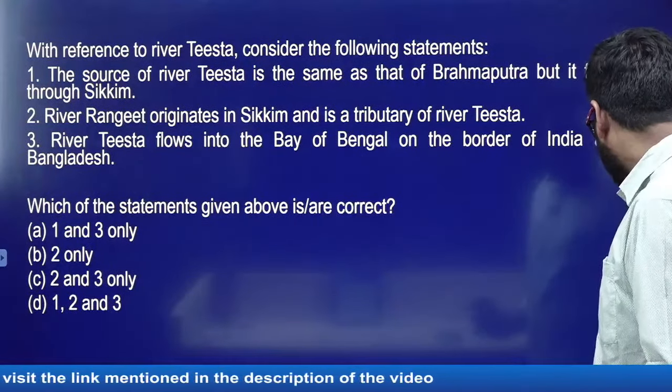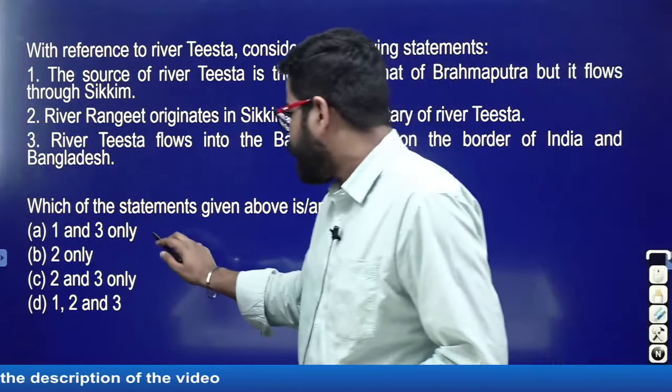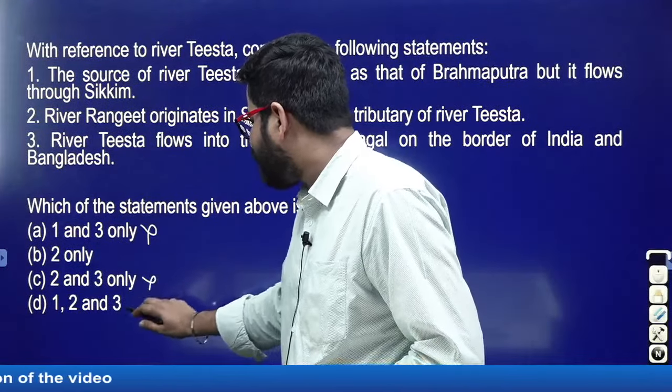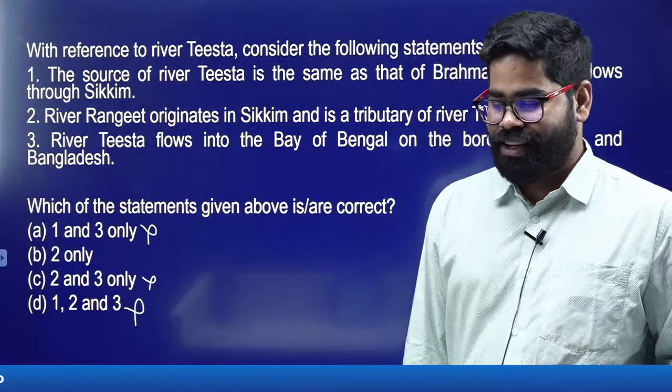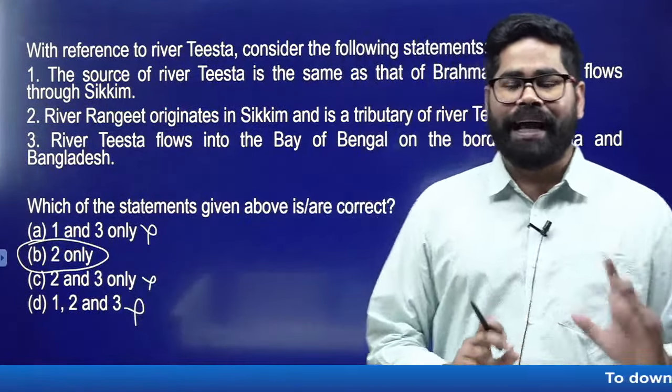Okay, and then if you have eliminated the third option, then you can easily find out that this won't be the answer, this won't be the answer, this won't be the answer. So here you have got just one thing, B, 2 only, as the answer.